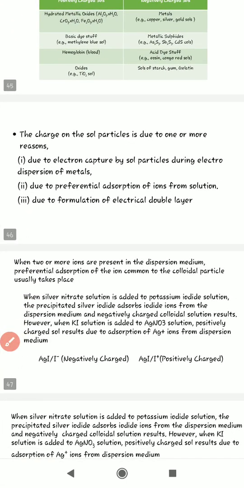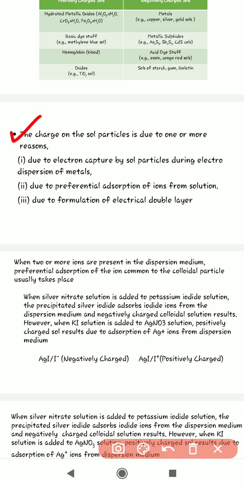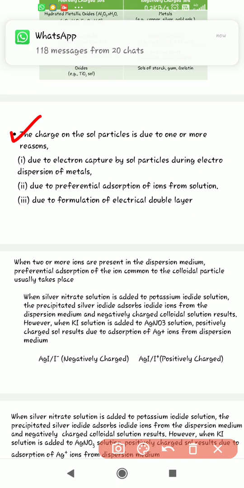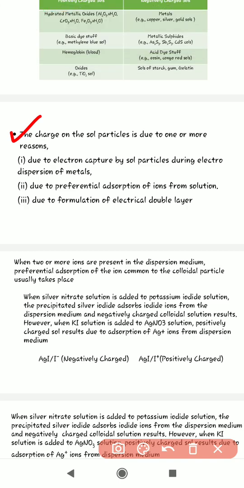Next one, see that the charge on the sol particles is due to one or more reasons. Why do sols exhibit positive and negative charges? Depending on some reasons they exhibit positively charged as well as negatively charged sols. So just see what the reasons are. Due to electron capture by sol particles during electrode dispersion of metals.